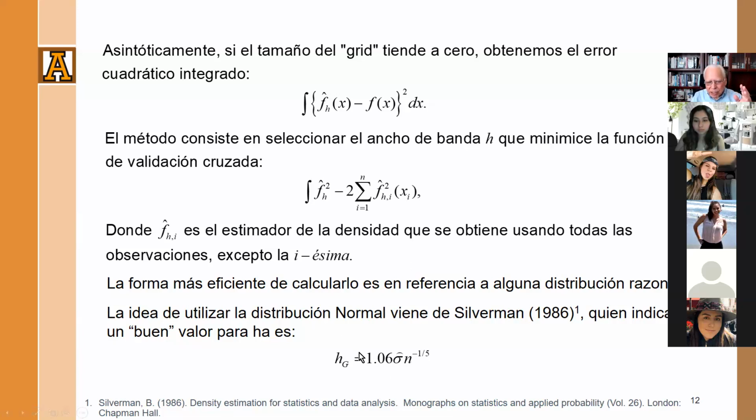This value for h is valid for a normal kernel, using the normal kernel, and for any value of n. This result works particularly well if n is greater than 20, 25 in the one-dimensional case. But it's true for all n, though it works better for n greater than or equal to 20, 25.